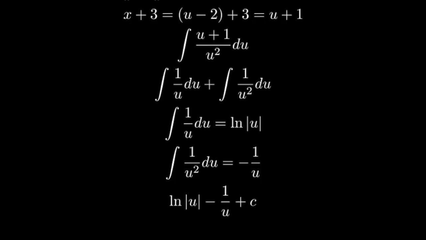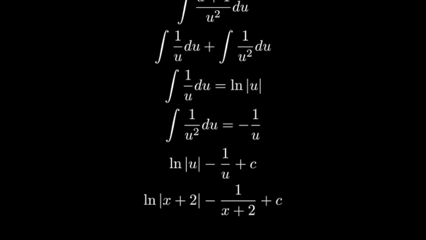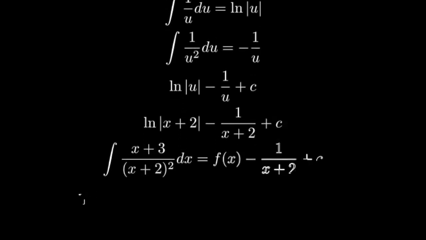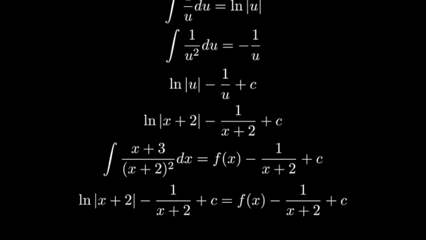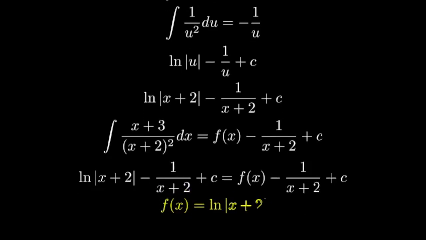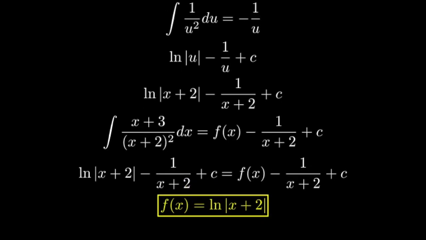over u plus c. Now, let's substitute back u equals x + 2. This gives us natural log of absolute value of (x + 2) minus 1 over (x + 2) plus c. Comparing this with our original equation, we can see that f of x must equal natural log of absolute value of (x + 2). Therefore, f of x equals natural log of absolute value of (x + 2).